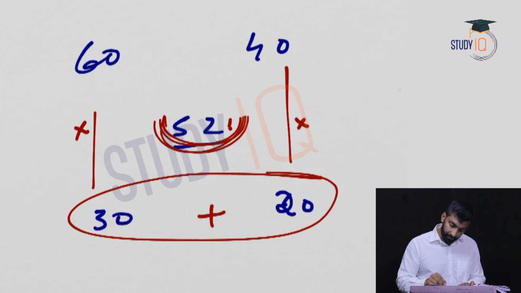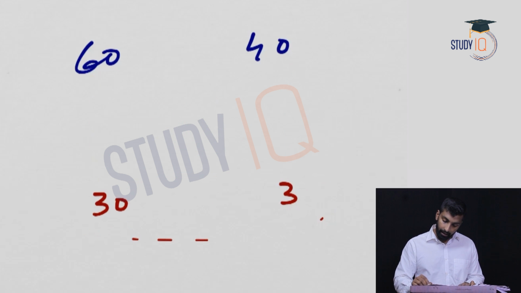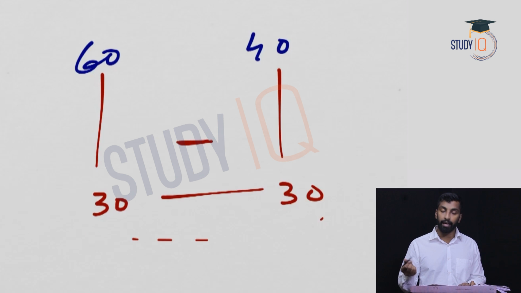Now sometimes, what if this is 30 and this is 30? What is this? You don't want to multiply and add and all, right? You just take the simple average, 60 plus 40 divided by 2.